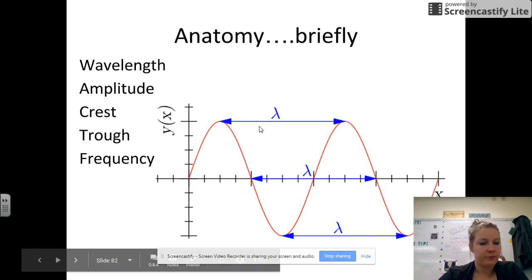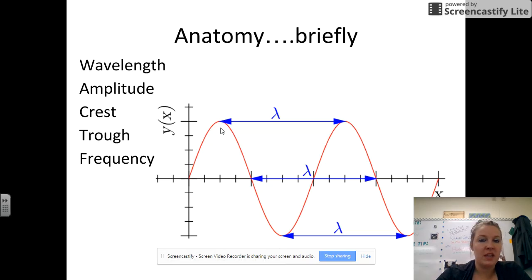equilibrium to the trough. And the frequency is just how many of these waves happen in a certain period of time. If you think about it, how frequently something happens, if something is more frequent, then it's going to happen more often. If it's less frequent, then it's going to happen less often. Okay. I think that's it.